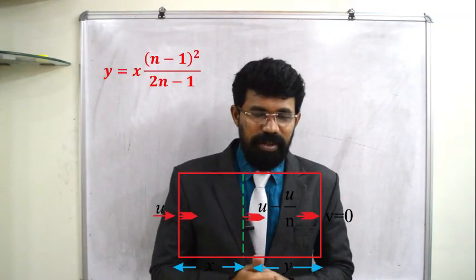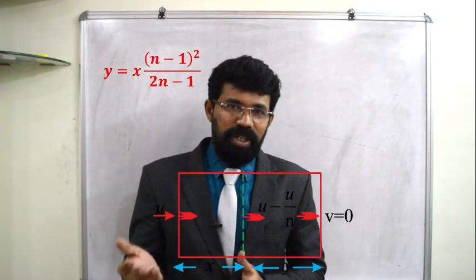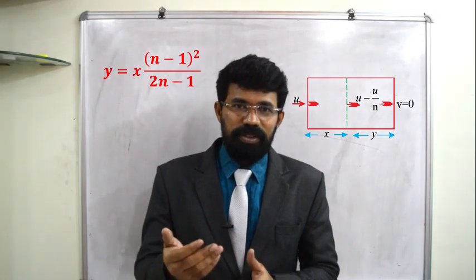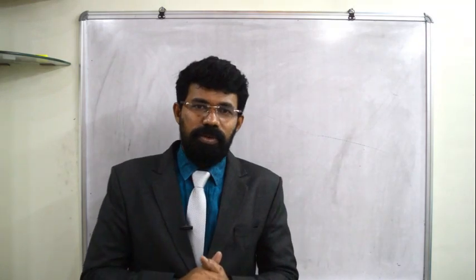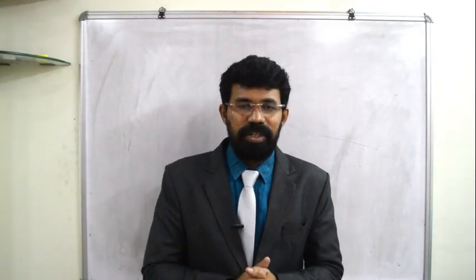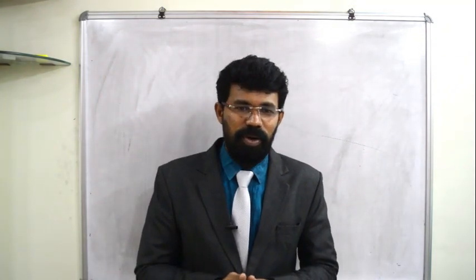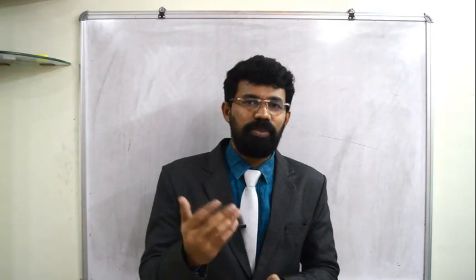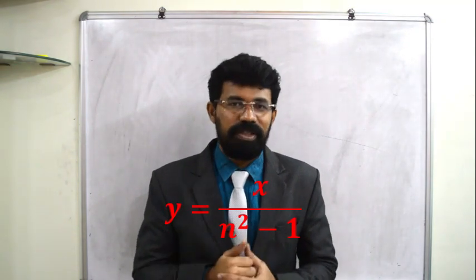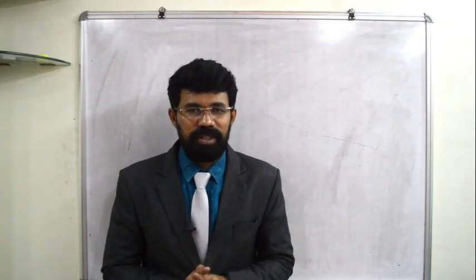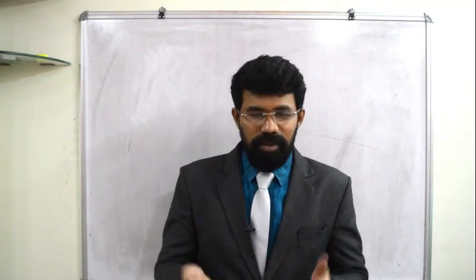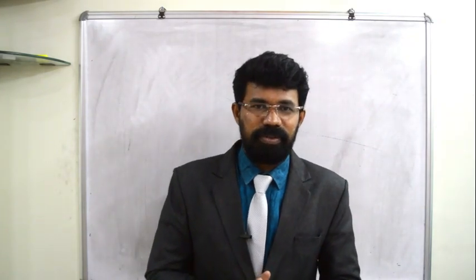See, and if after penetrating through a distance x its velocity is reduced to 1 by nth, then further it has to travel a distance y equal to x by n square minus 1. This is the equation and this is the picture. These are the details we explored in the last class, and now let us continue with a few problems, okay students.